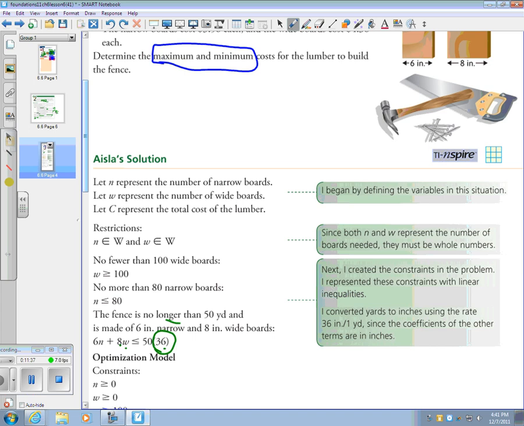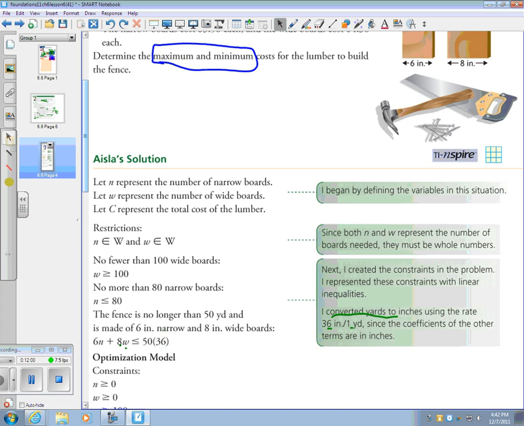Where did this 36 come from? I converted yards to inches using the rate. 36 inches is 1 yard, since the coefficients of the other terms are in inches. Some of you might have thought you just needed to do 50, but then you're comparing apples and oranges, inches to yards. It had to be in the same units. Okay?